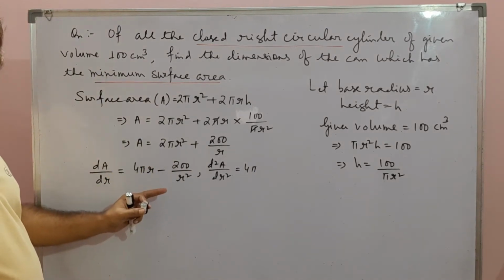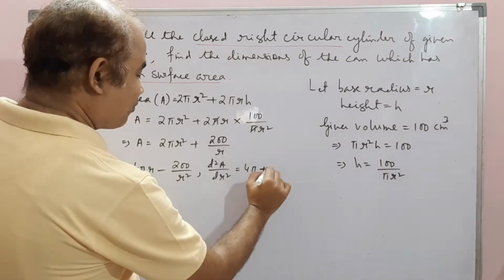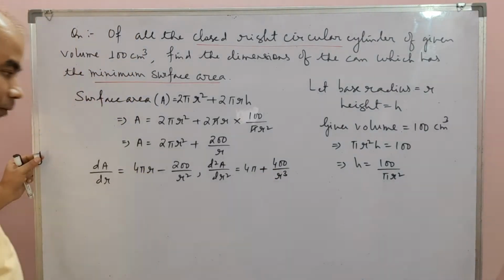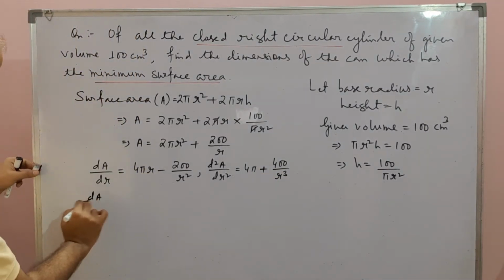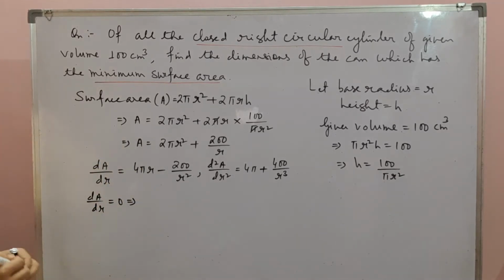1 by r square, derivative is minus 2 by r cube. That minus 2, when you multiply by minus 200, is 400 by r cube. Okay. Next step is what? You take dA by dr equal to 0, dA by dr equal to 0, and find the value of the independent variable.